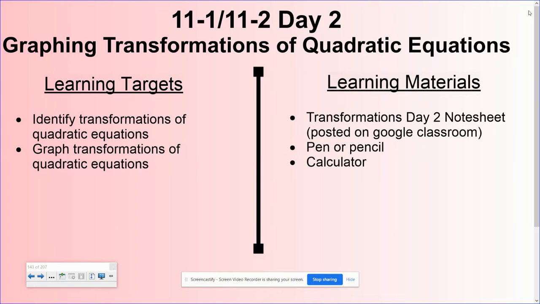Okay, guys, today we're going to finish activity 11, where we're going to do day 2 of 11.1 and 11.2. So today we're going to be identifying transformations like we did in the previous video, but we're going to take it one step further and actually graph them on the coordinate plane. So make sure you have the day 2 note sheet for this lesson and something to write with. So let's go ahead and get started.